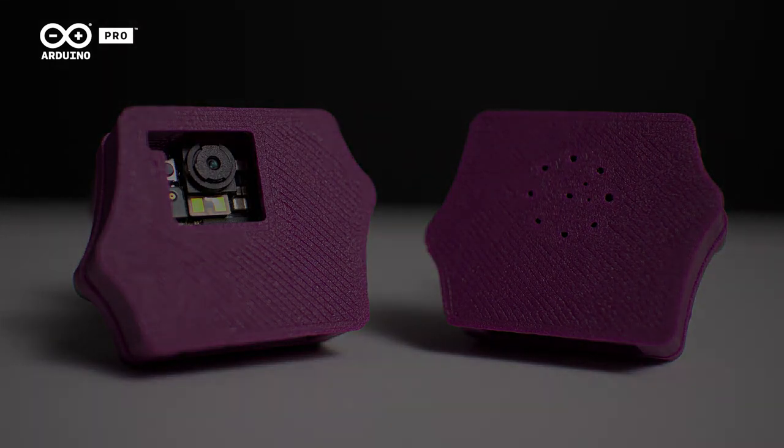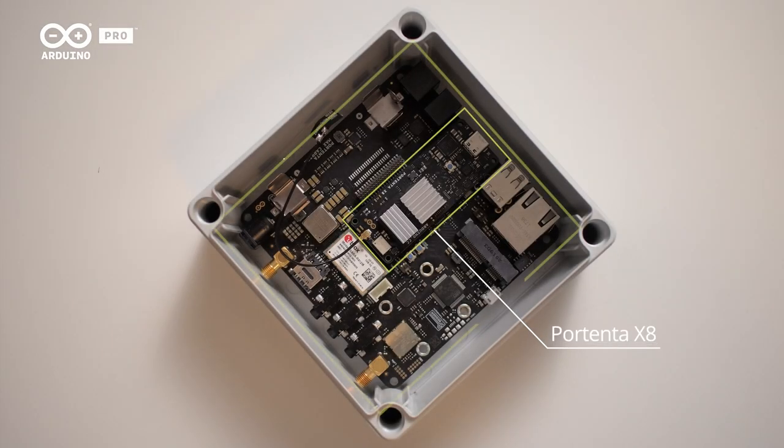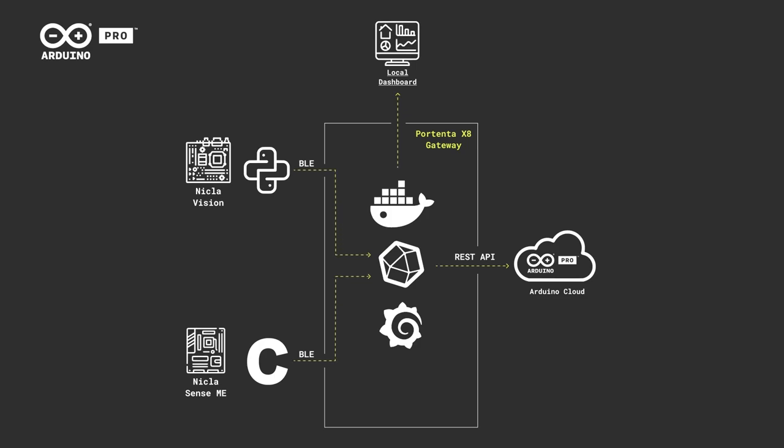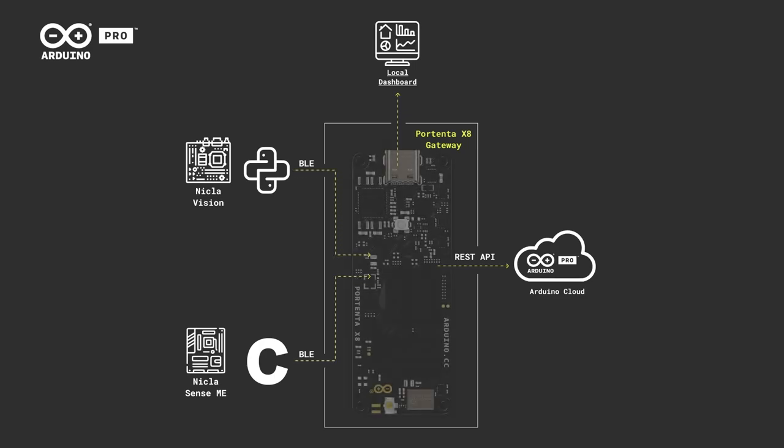For the gateway, we will be using the Portenta X8, which is a robust, industrial-grade system on a module with Linux preloaded that is capable of running a vast array of software via Docker containers. As long as they are within range and unobstructed by large walls, the Portenta X8 can collect data from a large number of sensors using BLE.